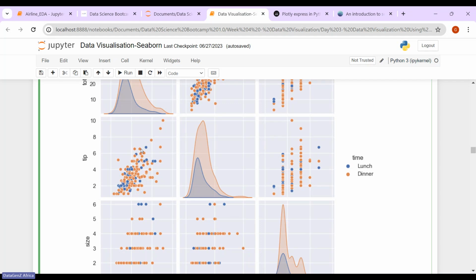So when you're doing machine learning, maybe you're trying to predict when people would actually come to eat.